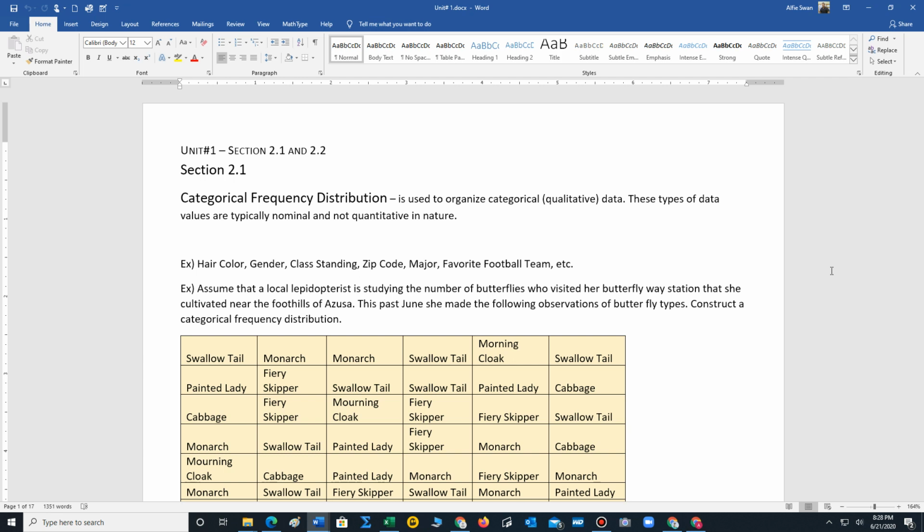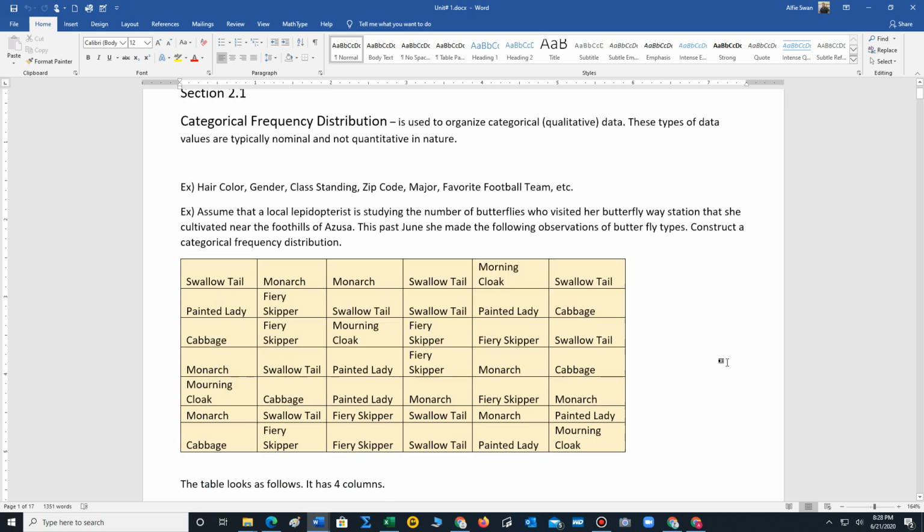Examples of categorical data would be hair color, gender, class standing, zip code, major, favorite football team, etc. These are non-numerical data values. So basically, when we collect our data, we want to organize it to put it into a table. These tables are called frequency distributions. So we have an example.